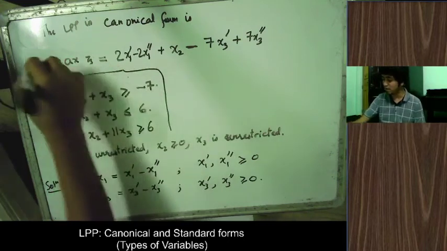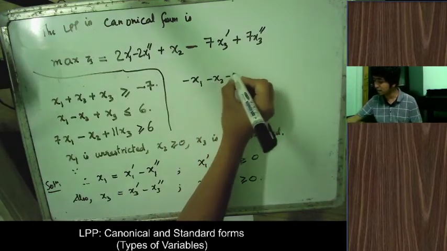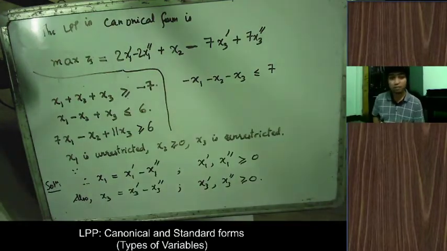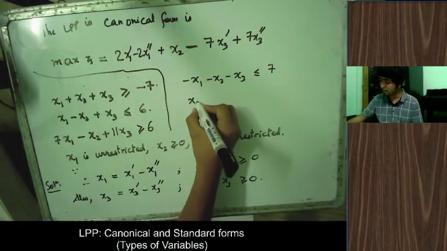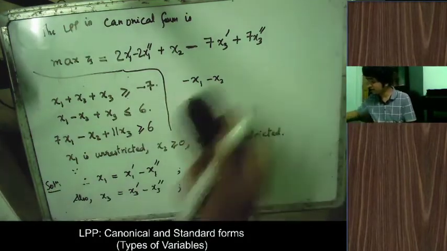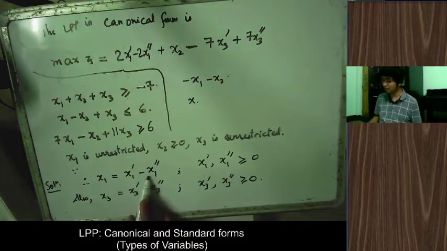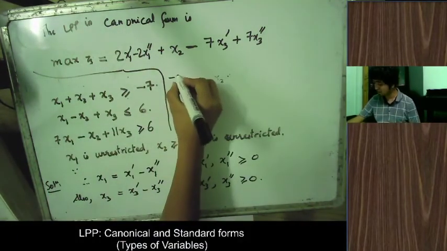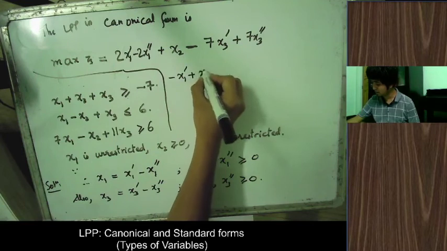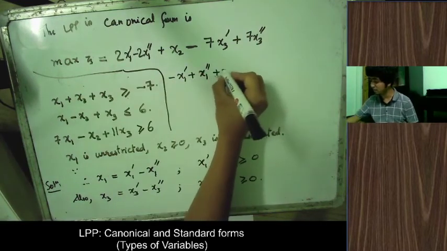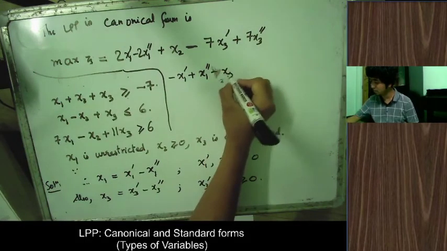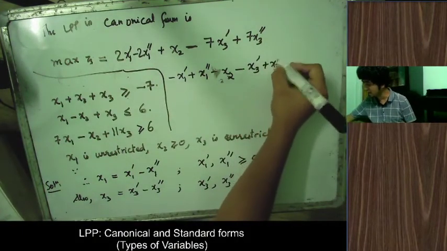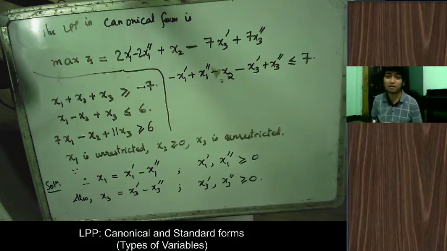So the answer will be this: minus x1 minus x2 minus x3 less than or equal to 7. So this is what we are having, after multiplying by minus. And also remember x1 you can write as x1 dash minus, sorry, so it will be minus x1 dash plus x1 double dash plus x2 minus x2, and minus x3 dash plus x3 double dash less than or equal to 7. So this is what we are having.